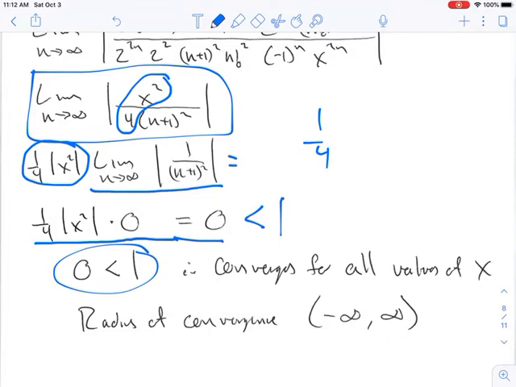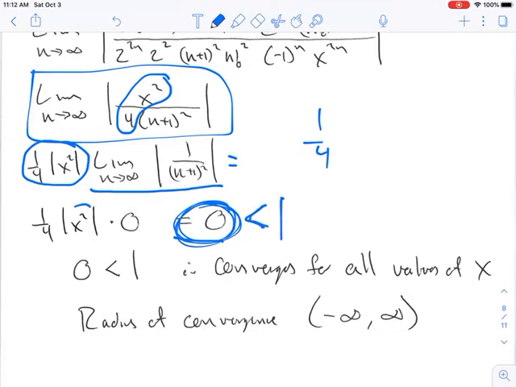This is what this is trying to say. This is the part that sometimes gets a little confusing. Whenever you end up with a 0, well, 0 is always less than 1. No matter what the value of x is, this is always going to converge. So it converges for all values of x, not just the center value, but for all values of x.